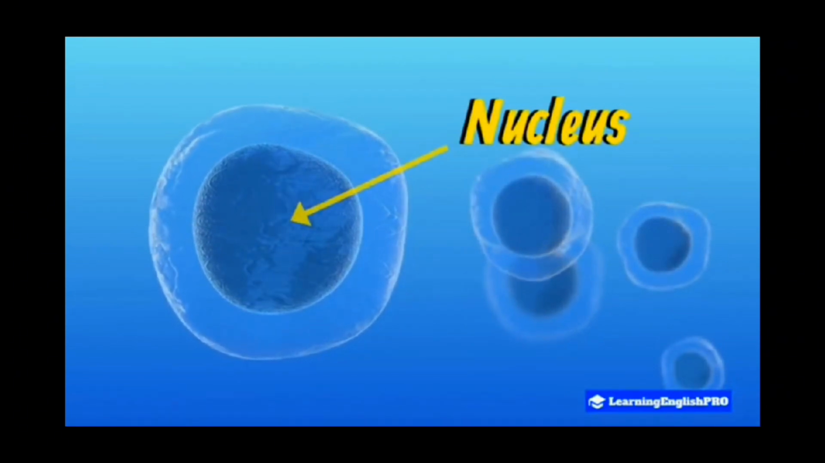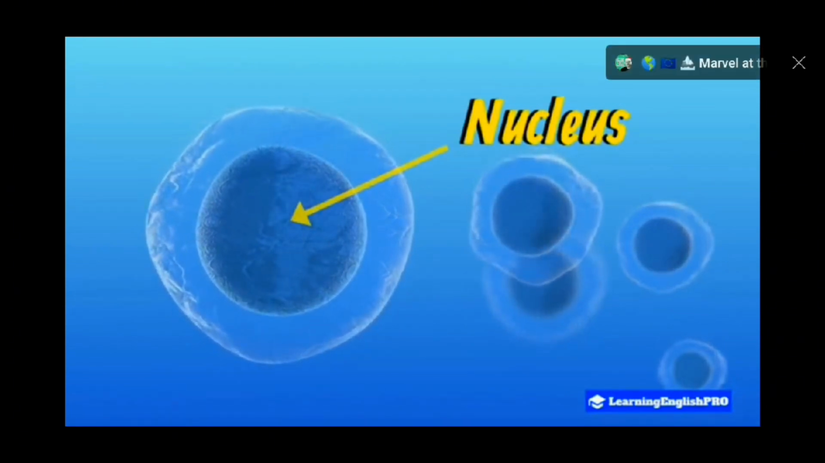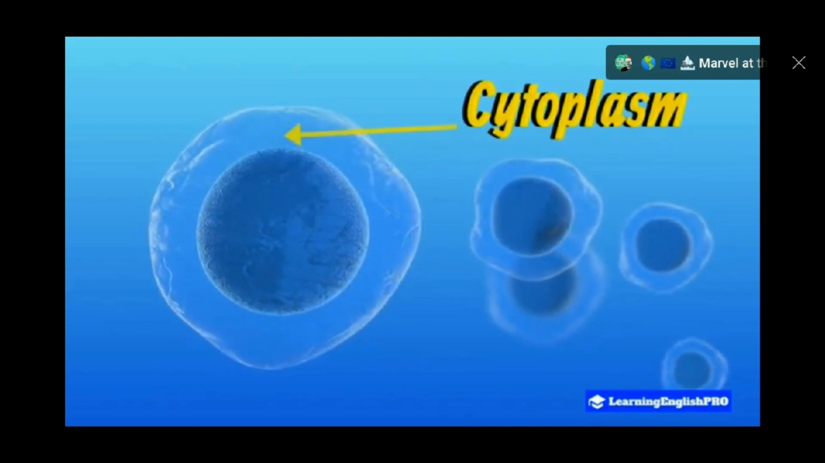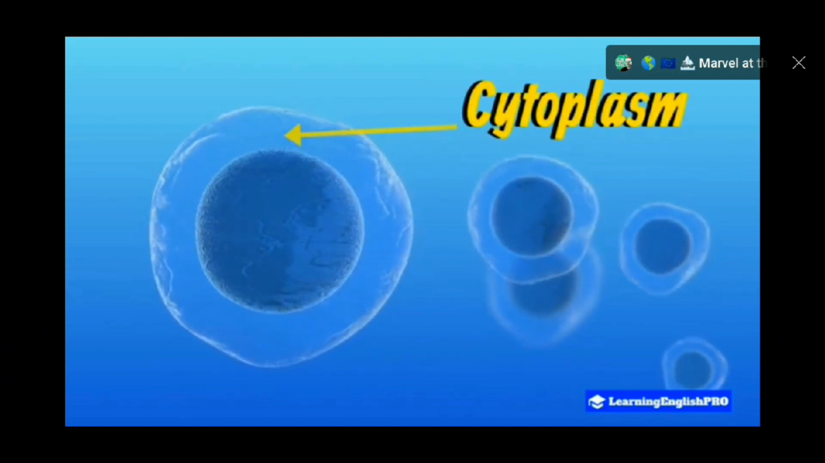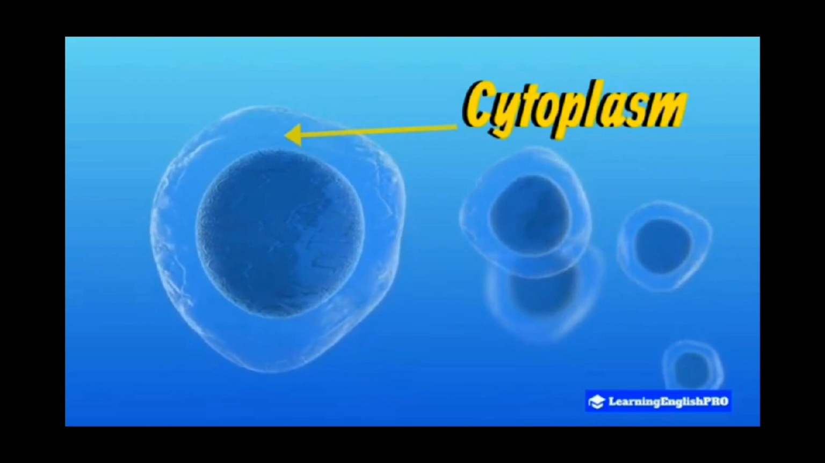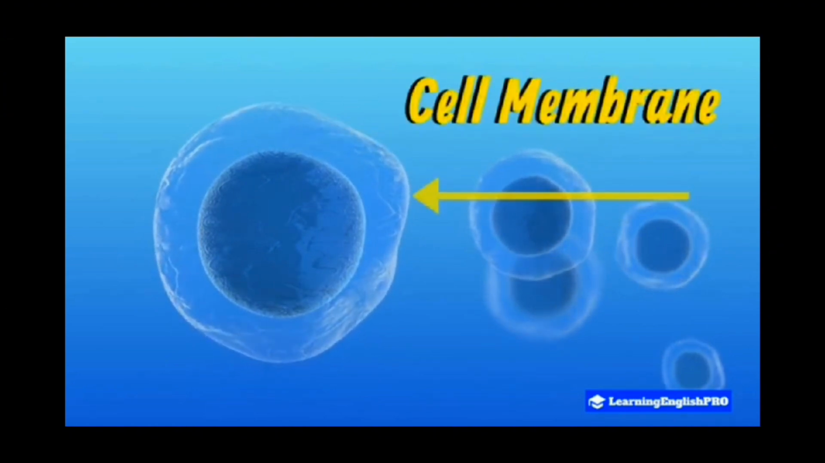This is the nucleus at the center of the cell. The inside of a cell is filled with a liquid called cytoplasm. And the walls of the cell are called the cell membrane.